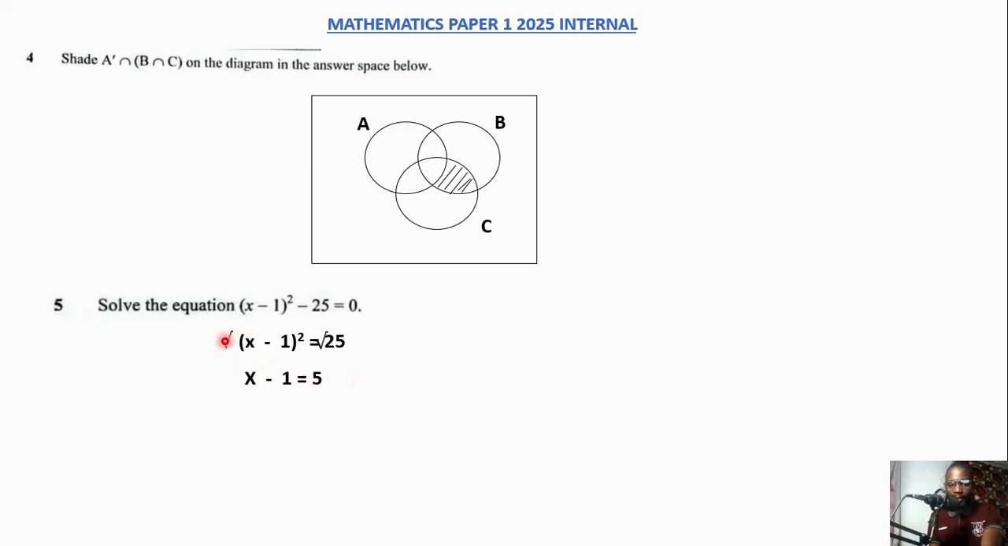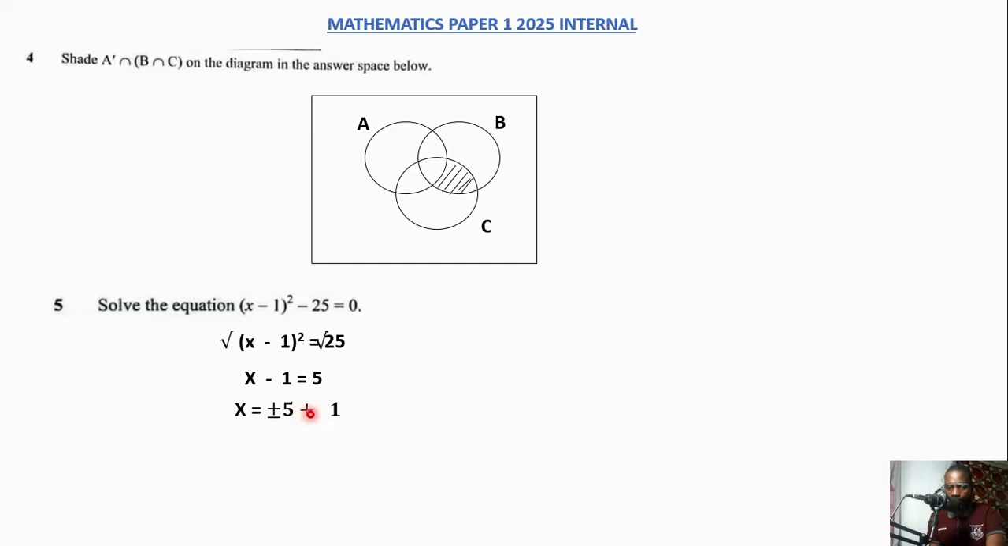So when this square cancels with the power, you only remain with x minus 1 is equal to the square root of 25. The square root of 25 is what? 5. Now, since we're dealing with quadratic equations, we should have two answers. One answer should be positive, one answer should be negative. So I can rewrite this and say x should be equal to positive or negative 5 plus 1.